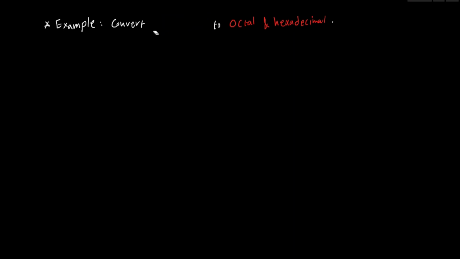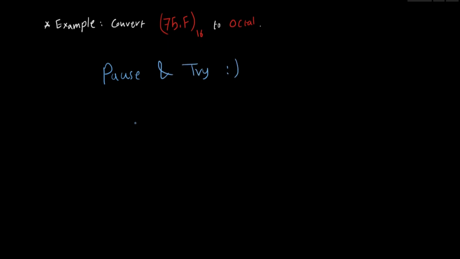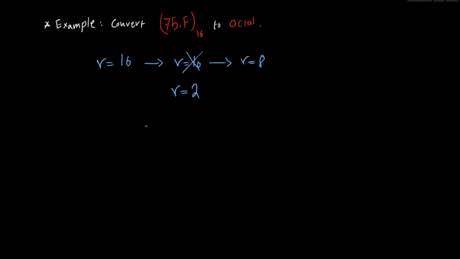Now, let's see an interesting example that is a little bit different. The example says convert 75.F hexadecimal to the octal system. Feel free to pause the video and try it on your own. According to our generic approach, we have to convert the hexadecimal number to the decimal number, and then the result in the decimal system to the octal system. But here we have the binary system, so we can use it as a mediator, right? Because converting the hexadecimal number to the binary system is much easier than converting it to the decimal number.